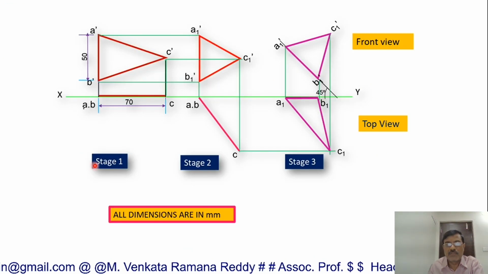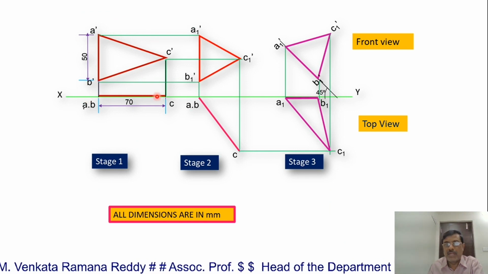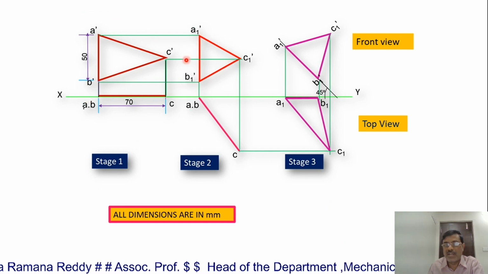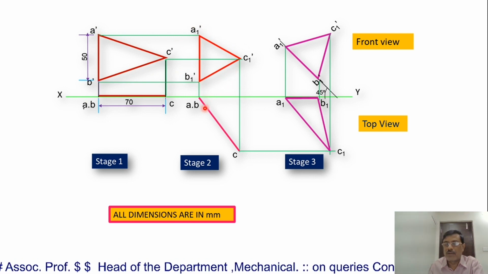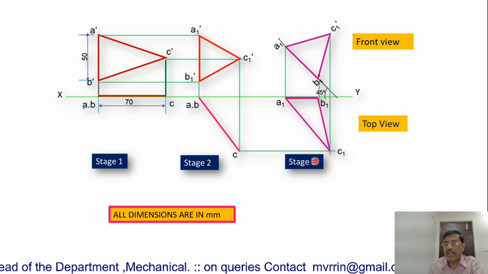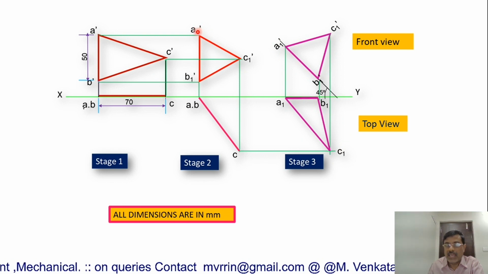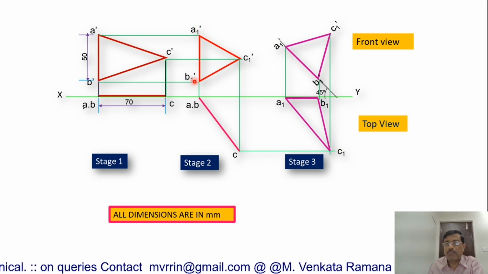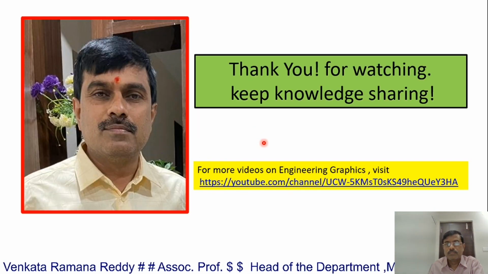In the case of stage 1, we are assuming the plane is parallel to VP, perpendicular to HP. Second stage, in front view it appears as an equilateral triangle. We have to find this surface inclination. Then third stage, this is the final top view and this is the final front view when this A1 dash B1 dash, that is the 50 mm side, is making an angle of 45 degrees to the HP.